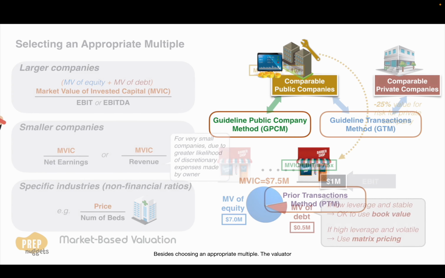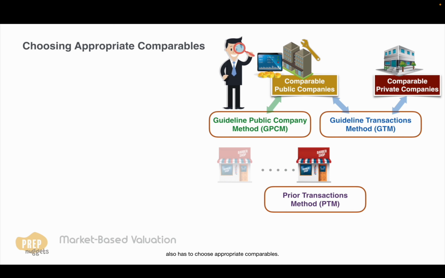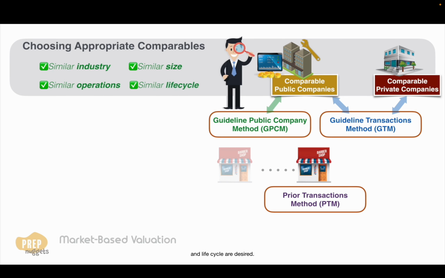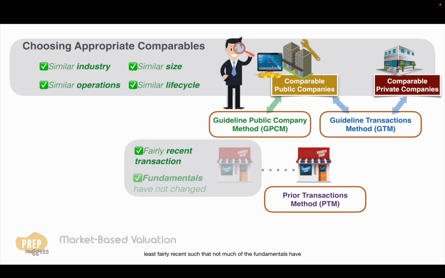Besides choosing an appropriate multiple, the valuator also has to choose appropriate comparables. Commonalities in industry, operations, size, and life cycle are desired. Even for prior transactions, such commonalities are important, so the prior transaction should be at least fairly recent, such that not much of the fundamentals have changed.